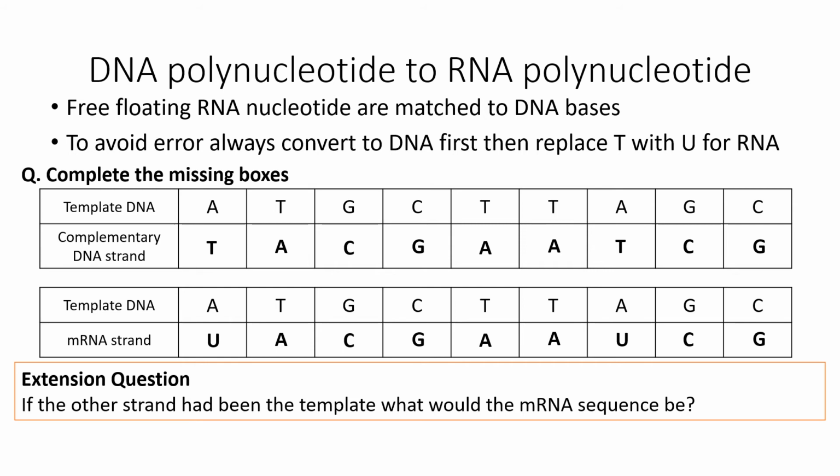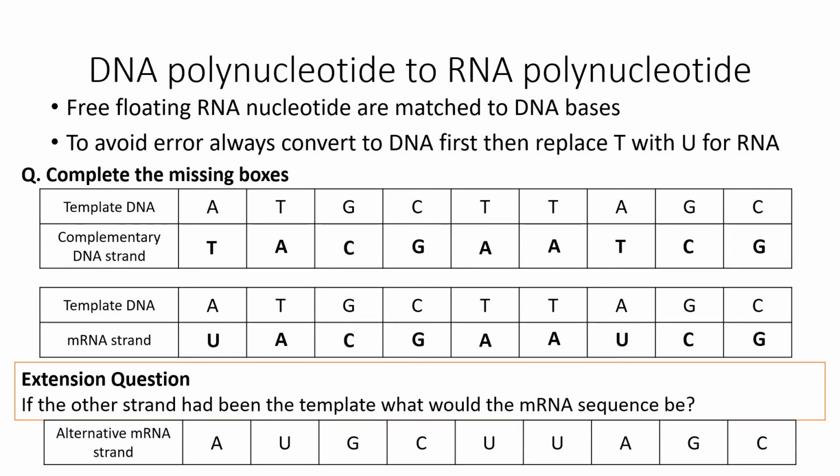And then what you've got at the end is the extension question. If you were to take the complementary DNA strand and make that into a messenger RNA, you would end up with A, U, G, C, U, A, G, and C. And again, all we would do is first write out the complementary DNA and then cross out all of the T's and replace them with U's.